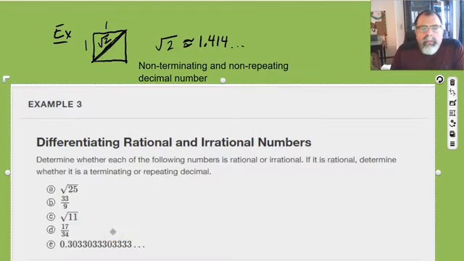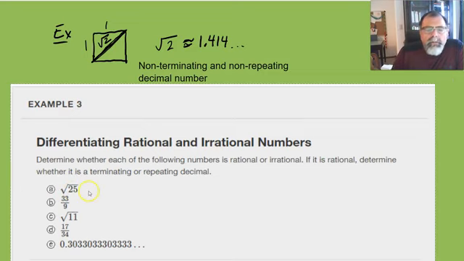All right, let's look at example 3 from the text. Differentiating rational and irrational numbers. Determine whether each of the following numbers is rational or irrational. If it's rational, determine whether it's a terminating or repeating decimal. Now, probably the easiest way, right, if you just get a calculator, the square root of 25 is just 5. It's a whole number. So this is equal to 5. So you can see that it's a terminating decimal. If you think of it as a decimal number, it stops. It's just 5.